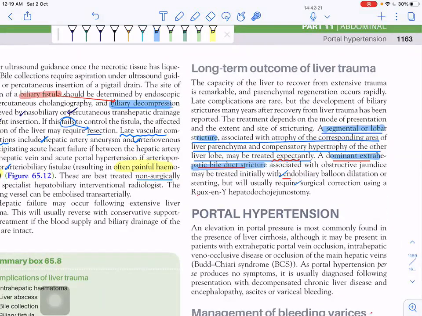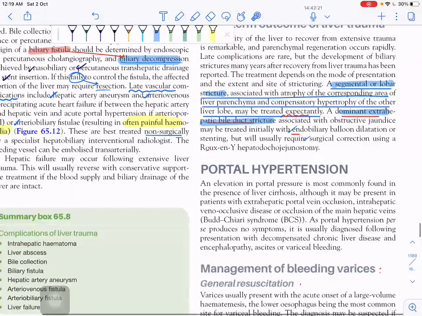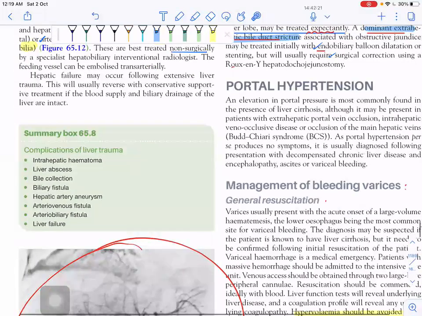Now the long-term outcome of liver trauma. After a long time, if you see a segmental or lobular stricture associated with atrophy of the corresponding area of liver parenchyma and compensatory hypertrophy of the other liver lobe, it may be treated expectantly. Even if atrophy has happened, the other area is already compensated, so you do expectant management. If a dominant extrahepatic bile duct stricture associated with obstructive jaundice happens, it may be treated with endobiliary balloon dilation or stenting, but usually it requires surgical correction using Roux-en-Y hepaticojejunostomy.